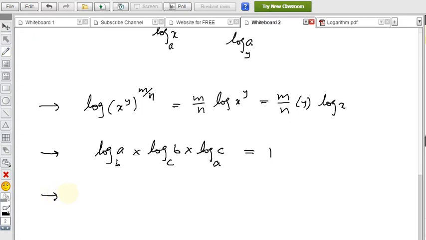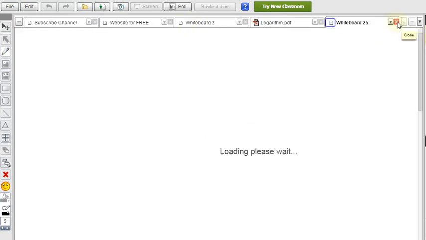Next one, property in power notation. For example, a to the power log m to the base a, then that value also will be m. Still some more. Log m to the base a, explained previously.